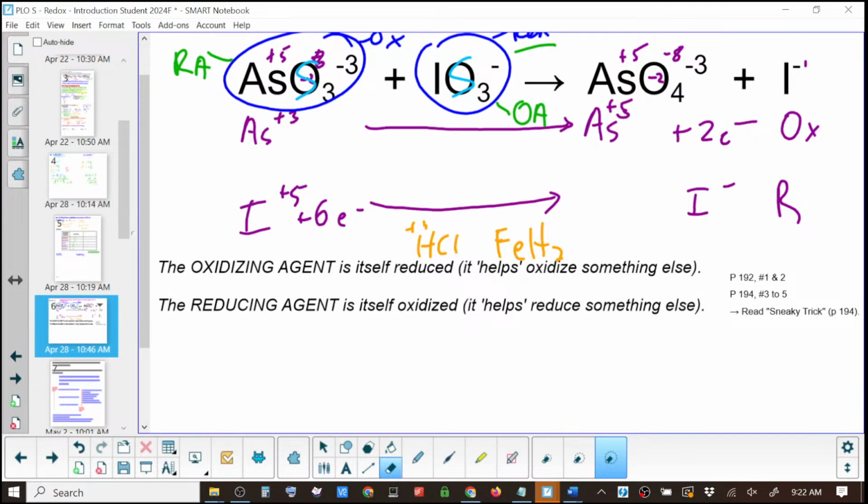So nitrogen changed. When I do these, I draw arrows. So like that changed. It went from +2 to 0, and this one from -3 to 0. And so one gained electrons, one lost electrons. Okay. What did this do?